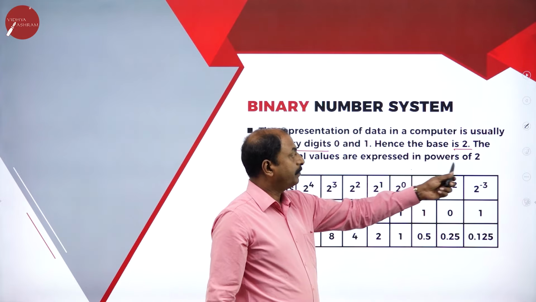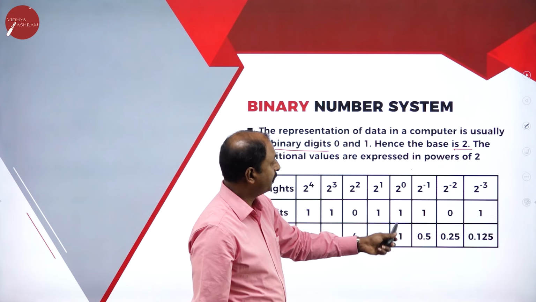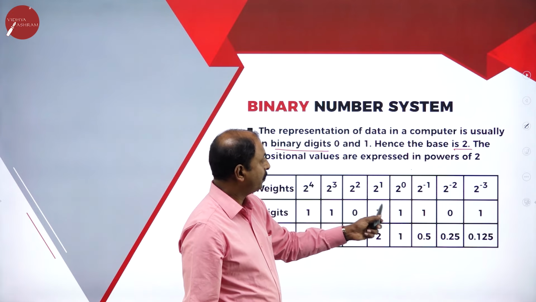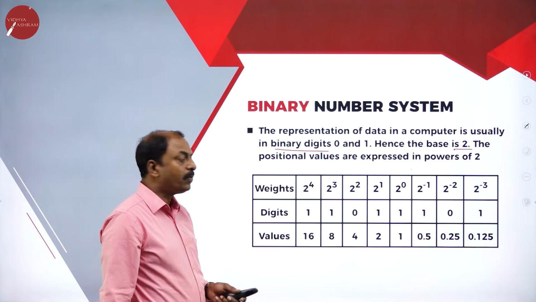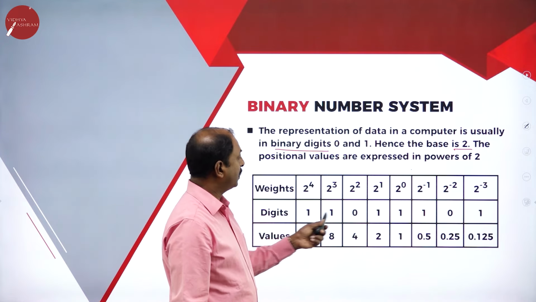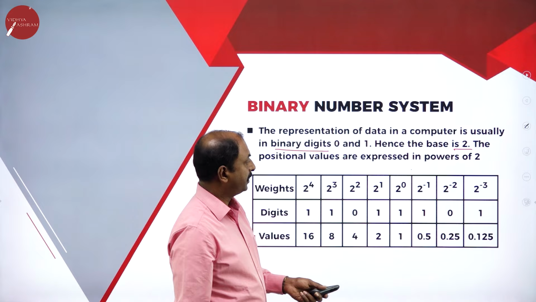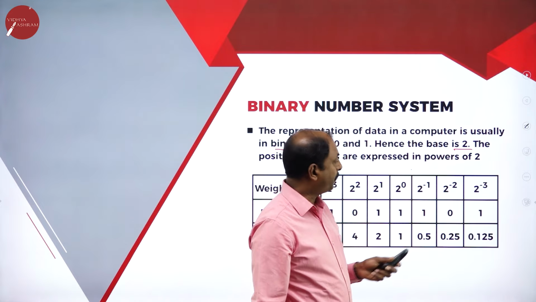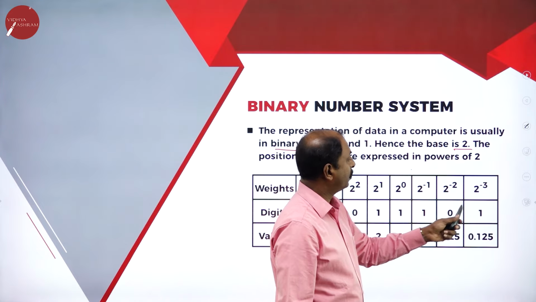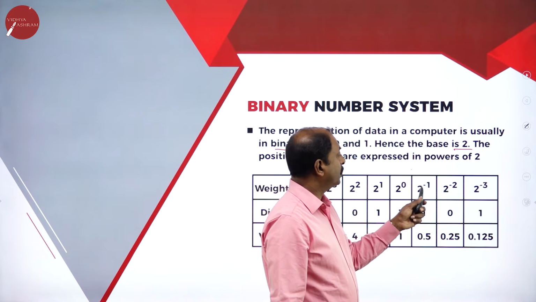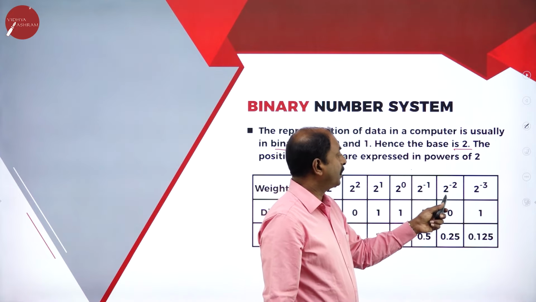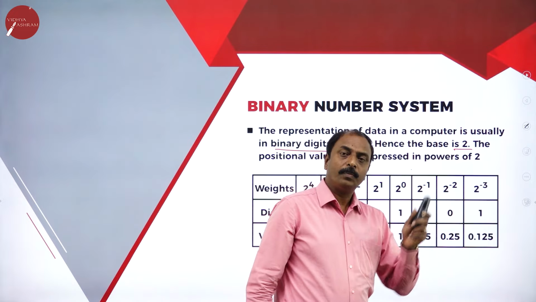In this example, as you have seen in the statement, we are expressing in powers of 2. Starting from here, this is 2 to the power of 0, 2 to the power of 1, 2 to the power of 2, 2 to the power of 3 and 2 to the power of 4. There are 5 digits here. Then after the decimal point we have 1, 0, 1, which are 3 digits. That is 2 to the power of minus 1, 2 to the power of minus 2 and 2 to the power of minus 3.